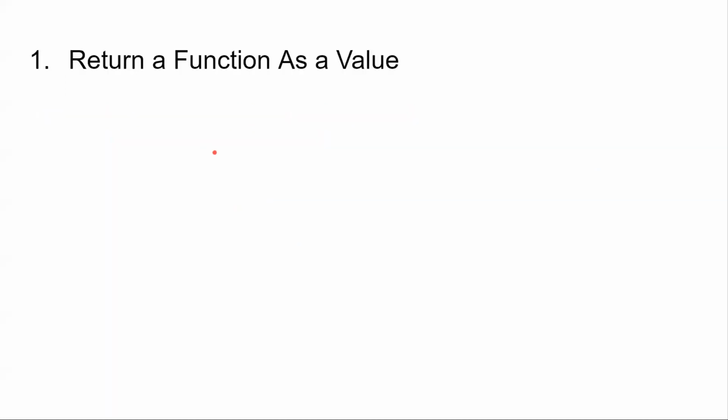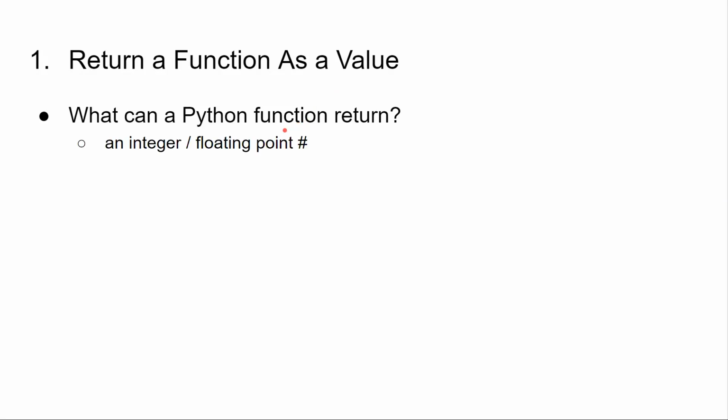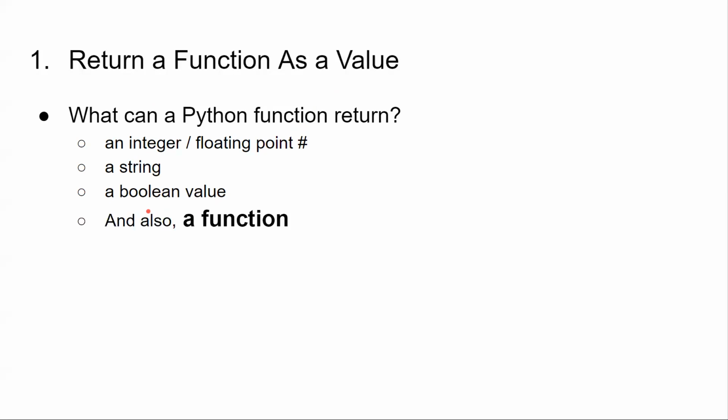So the first thing is to return the function as a value. So what do you know? How many things do you know that a Python function can return? We know that we have numbers, integer or floating point numbers, and also a string, and also a Boolean value, basically true or false, and also a function. So a function can be returned as a value in Python. A function can be returned from another function. So it's basically everything you know so far.